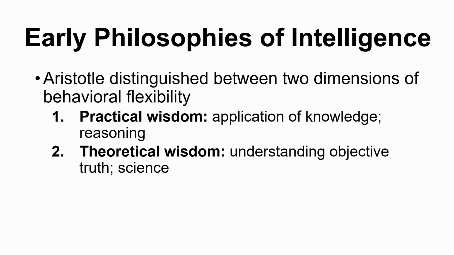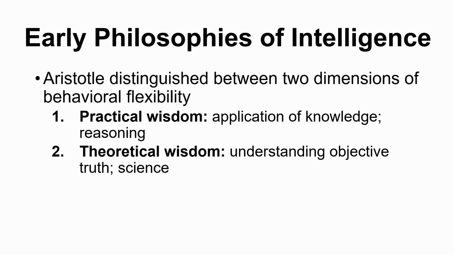But if we return back to that question of what is intelligence, we can actually look at some other people in the past who have asked this very question. If we go back all the way to Aristotle, who was a famous philosopher, he distinguished between two dimensions of behavioral flexibility, which we're going to sort of equate to our idea of intelligence. He described practical wisdom and theoretical wisdom. Practical wisdom is the application of knowledge where you use your reasoning skills, and theoretical wisdom is where you understand an objective truth, something like science.